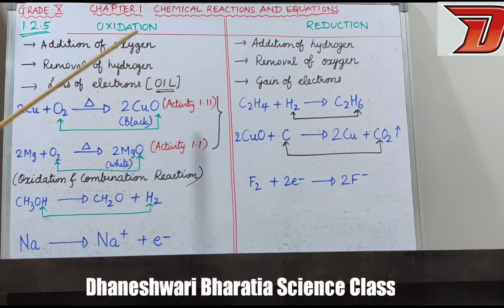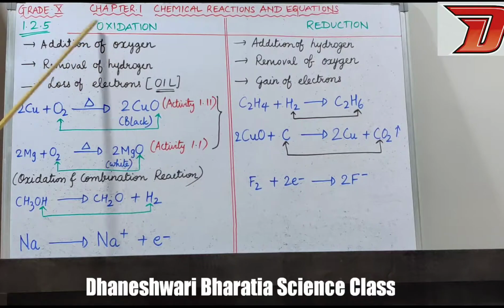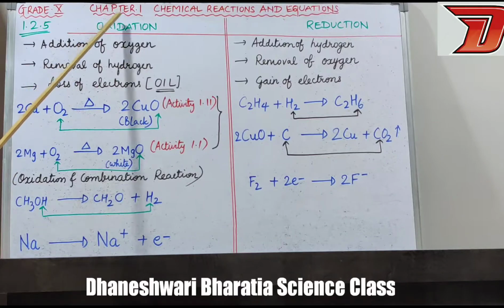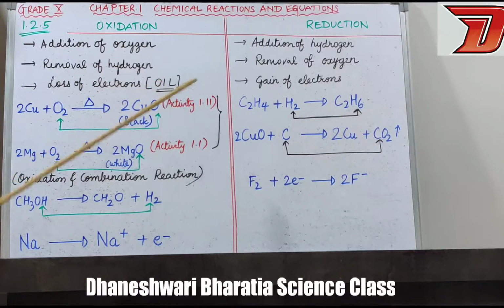So what is the definition of oxidation? It is the process in which oxygen is added. Please remember this. In oxidation, what is added? Oxygen. And what is being removed? Hydrogen. You just remember only one thing, that in oxidation, oxygen is added and hydrogen is removed. The last thing is that in the oxidation process, electrons are also lost. Here you can see that I have written OIL, that is, oxidation is loss of electrons. So this will help you remember what is happening in oxidation.